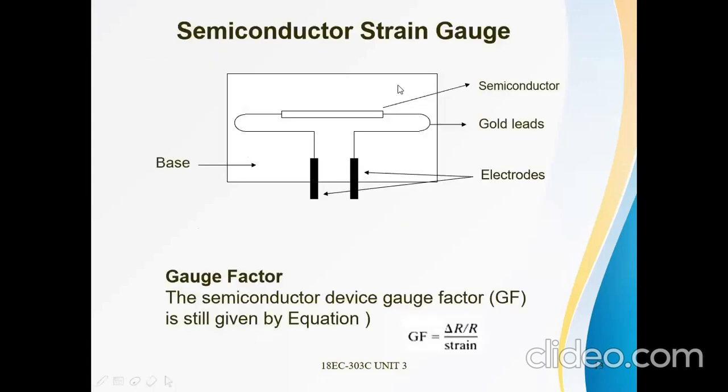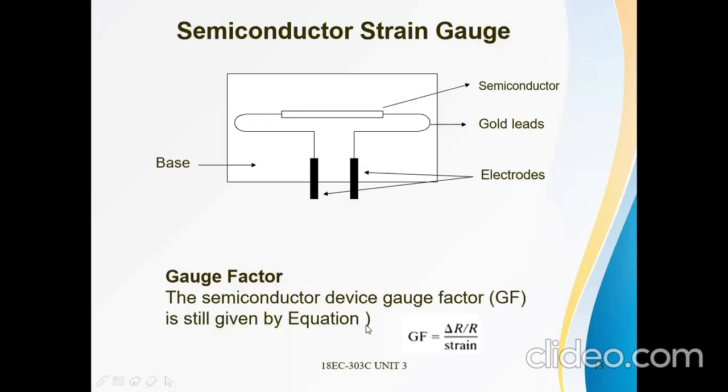See, this is the structure of the semiconductor strain gauge. This is the semiconductor. The resistivity of the semiconductor varies based on the applied strain. These two are the electrodes. This is the base, and these are the gold leads. And these are electrodes.